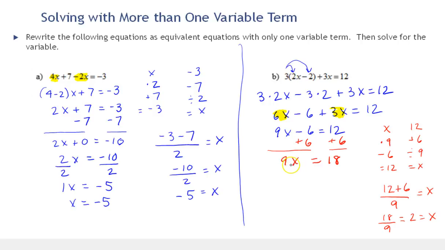Now our next step, we have 9 times x. To undo multiplying by 9, we would divide by 9. So we can get 1x. 9 divided by 9 is 1. We could write 1x, but generally we just know it simplifies to x. And 18 divided by 9 is 2. So there's our 18 divided by 9, and it corresponds with our construction process. In the next video, we'll do 2 or 3 more problems.